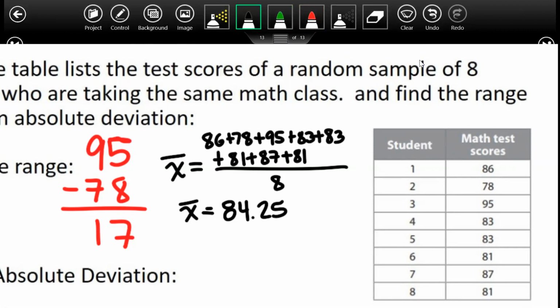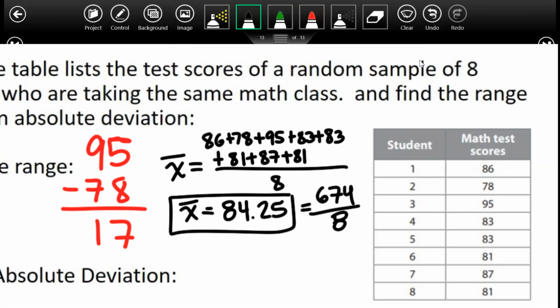This is the answer. This is the mean so far. Oh, you're asking for the sum of, oh, my bad. 674? Is that what you got? 674? I'll write that out. My bad. 674 divided by 8.